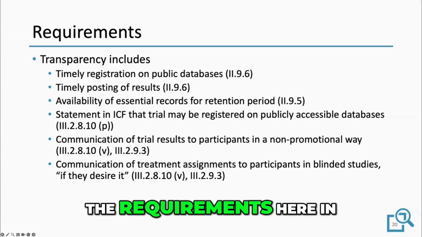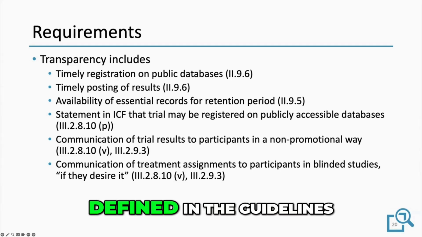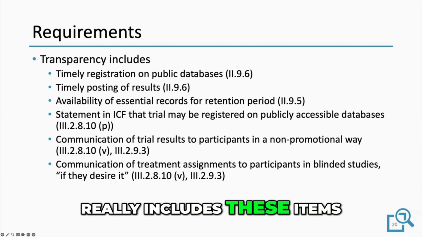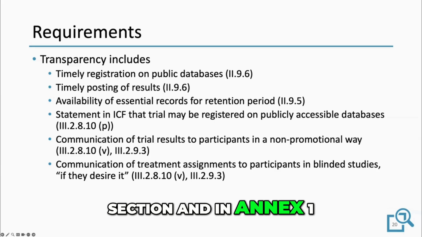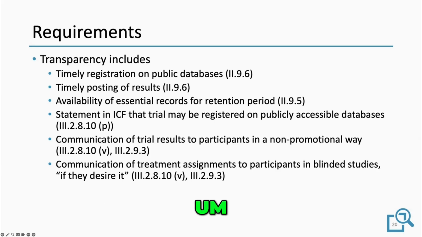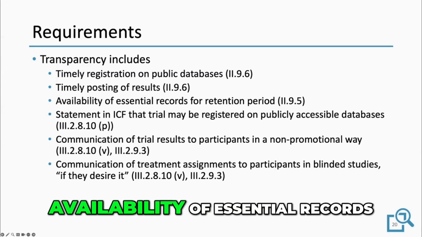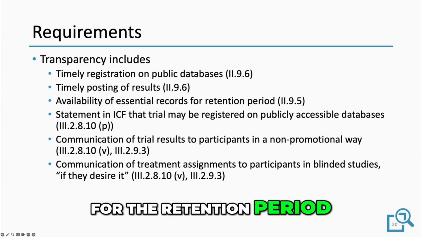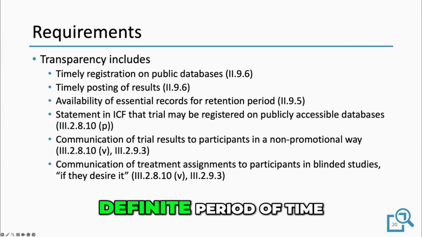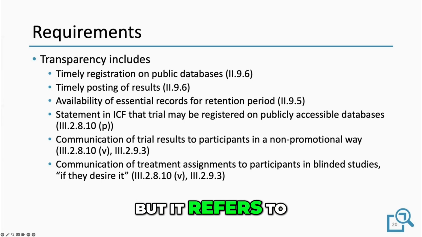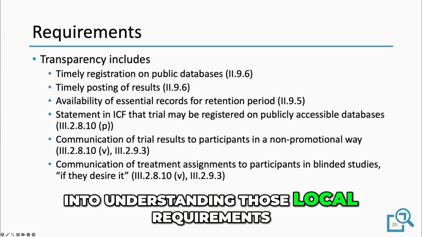So let's look at the requirements here in the new version. Here, transparency, defined in the guidelines, really includes these items. Transparency is addressed in both the principles section and in Annex 1. It includes timely registrations on public databases, timely posting of results, availability of essential records for the retention period, which is no longer expressed as a definite period of time, but refers to the local requirements. So there's a need to go deeper into understanding those local requirements.